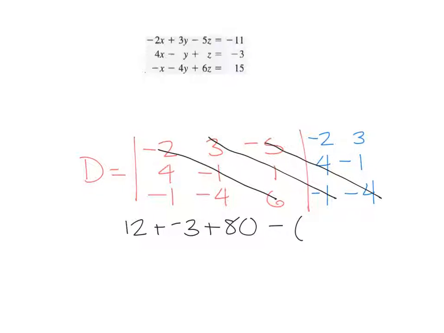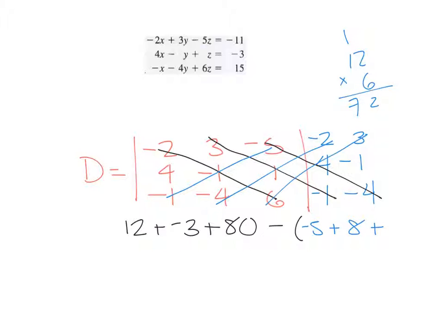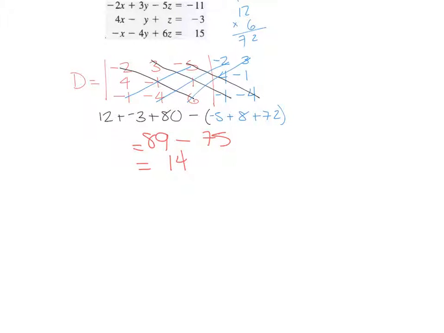Minus, and now we're going to do the diagonals in the opposite direction. So here I have -5 plus, here I have +8 plus, here I have 6 times 4 times 3, or 4 times 3 is 12, times 6, 72. And I'm going to go ahead and simplify that now. And we end up with a ratio of 14 for matrix D.